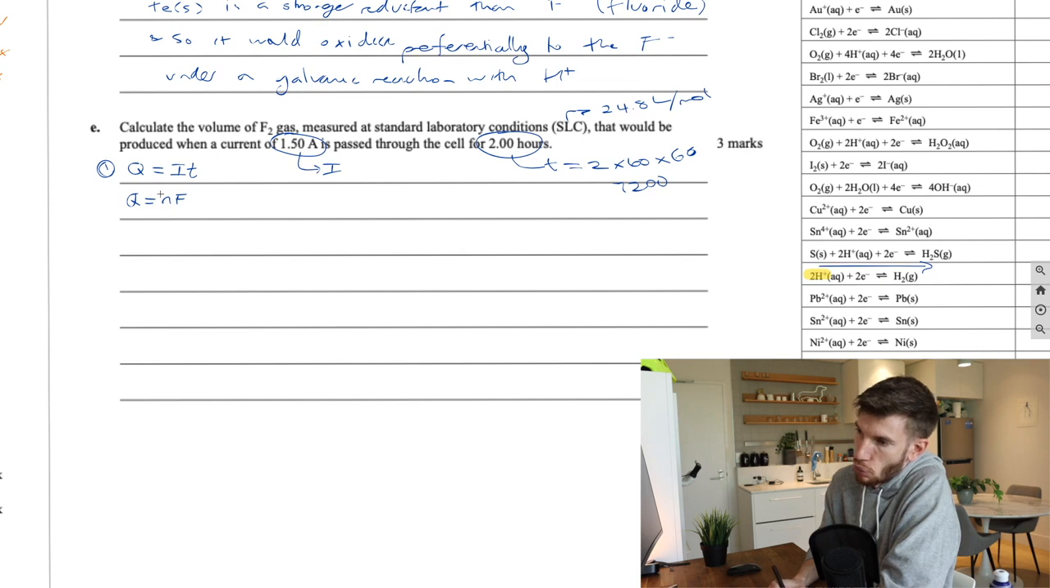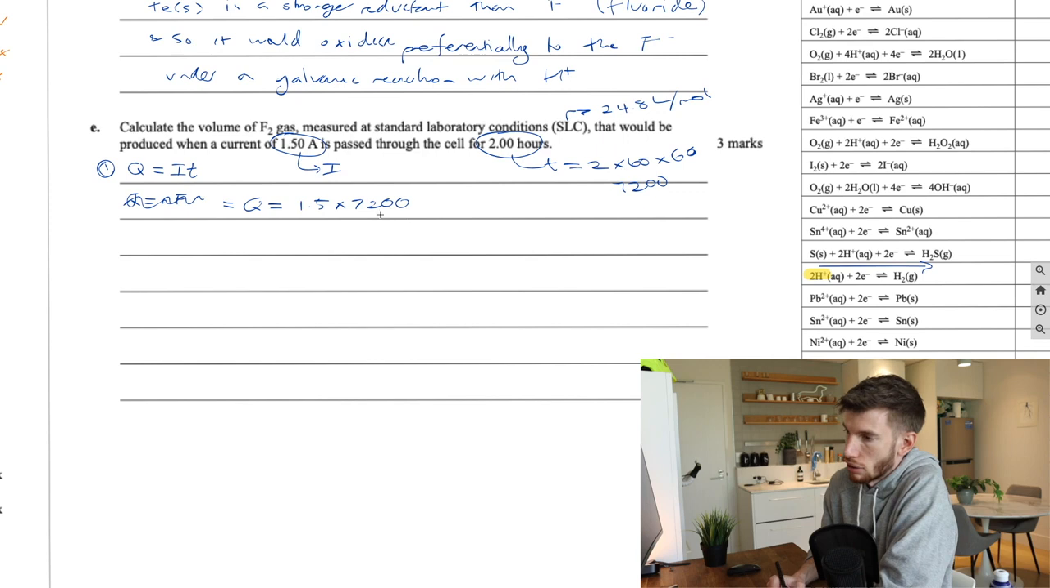So step number 1, I'll get rid of this for the moment, is just going to be to calculate the charge in coulombs. So that's 1.5 times 7,200, like that. So this then would be, let's see, 10,800 coulombs. Step number 2 is then to convert that into a number of moles of electrons that must be passing. So if Q is equal to number of moles of electrons times Faraday's constant, the number of moles of electrons transferring is obviously charge divided by Faraday's constant.